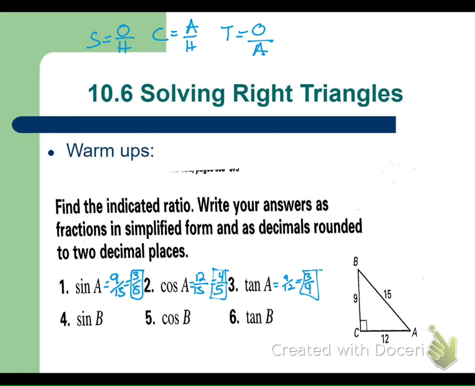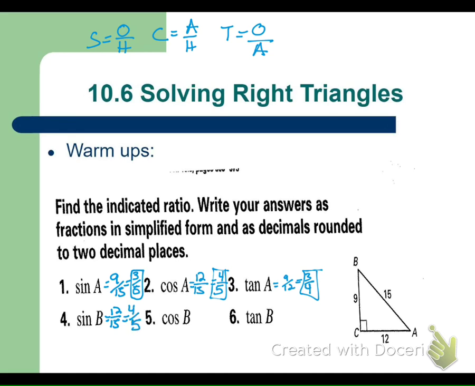And now we're going to do all the same things, but in terms of angle B. So what is sine of B? Opposite of B is? And hypotenuse is? We see 3 goes into both of those. We end up with 4 over 5 again.